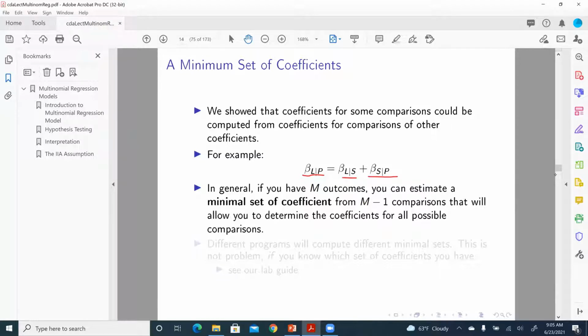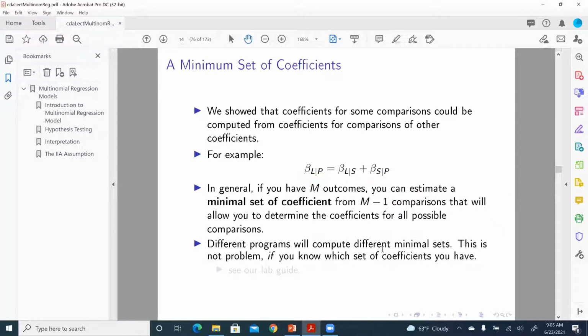As long as we have 2, we can derive the full set of coefficients for all odds comparisons. And different programs will compute different minimum sets. This is not a problem if you know which set of coefficients you have. And for details, please see our lab guide.